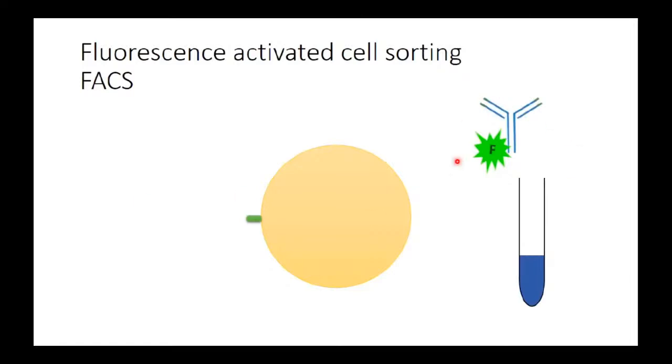When the antibody is added to the cells, this antibody is going to bind specifically to the protein of my interest, and then I will have labeled cells. So the cells that are expressing the protein will be labeled with this fluorophore.